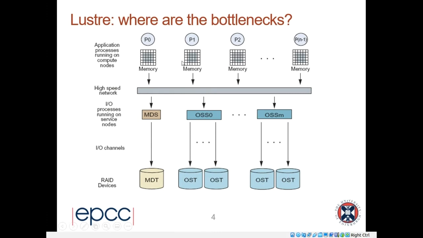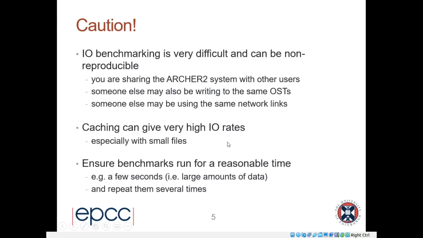Depending on what you're doing, the bottlenecks are in different places, but it is clear that a single node can saturate an OST.